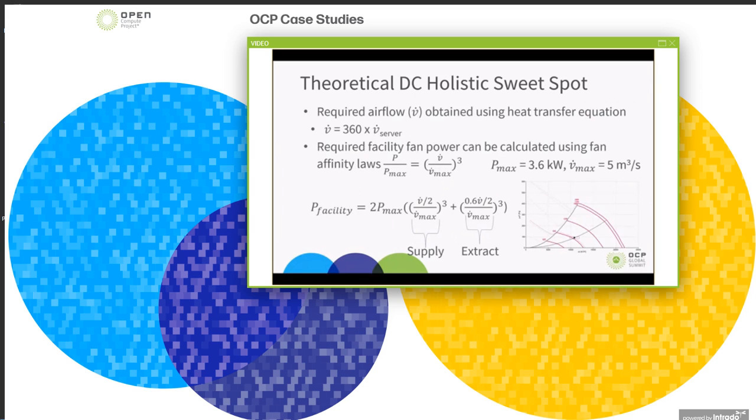So this shows how we calculated the results. We showed earlier how we can calculate V dot for one server using the heat transfer equation. We can multiply this by 360 to get the V dot, or the volumetric airflow, needed for all the servers. We can then go to the system curve on the bottom right here and find the max power for the cooling units and the max airflow for the cooling units. So now, using the fan affinity laws, we have 3 of the 4 variables. So now we can solve for P to the fans, or P facility, which is shown here.